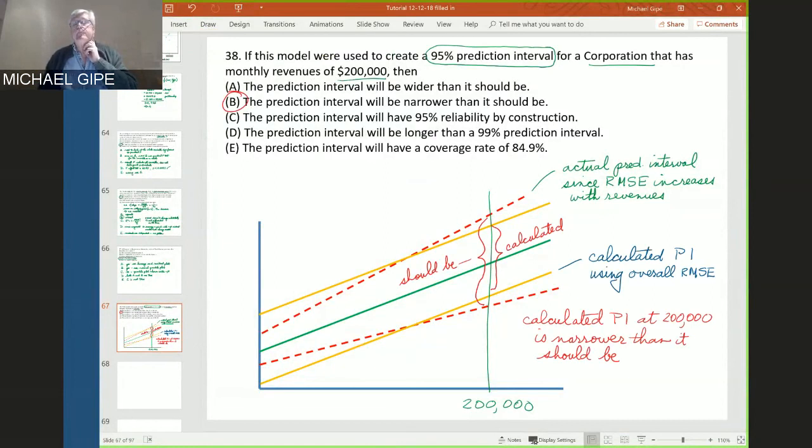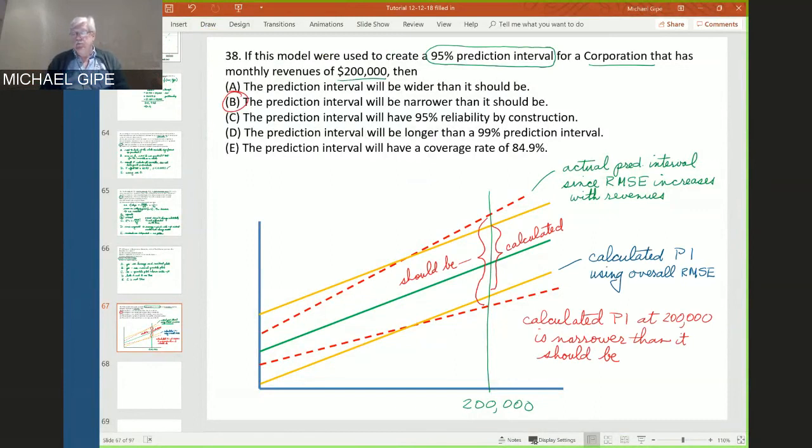I'm fairly positive, fairly certain, have a high confidence level that you're going to see a question like this on the final exam. So understand that if you have heteroscedasticity, the prediction interval that you calculate in the normal manner, plus or minus 2 RMSE, will not be accurate for most of the range of the data. And the actual prediction interval will depend on the RMSE at any particular point, any particular place along that x-axis.